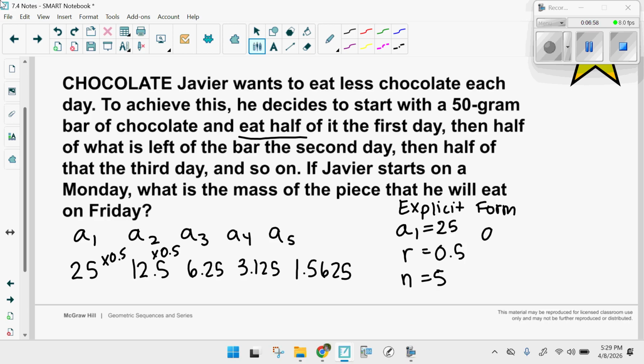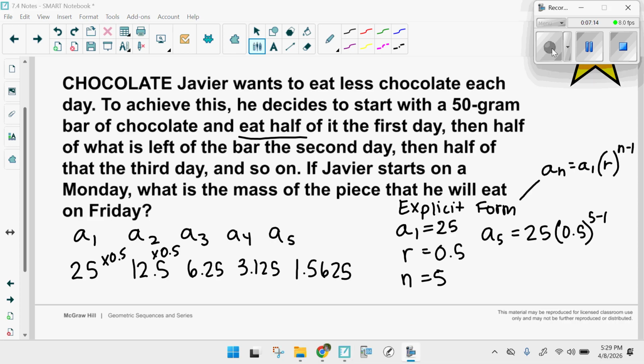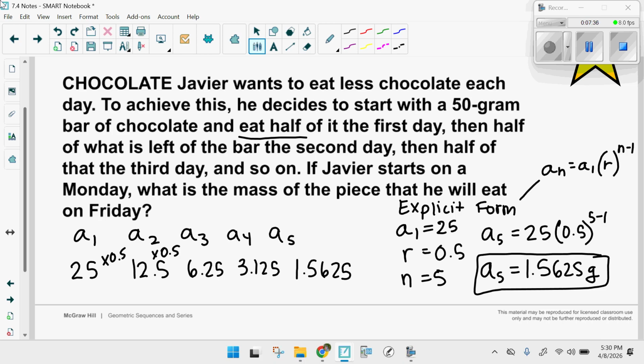So using our explicit formula to find the 5th term, we would take the first term, 25, times 0.5, and raise that to the 5 minus 1. Recall the formula is a sub n equals a sub 1 times r to the n minus 1. And throwing that into our calculator, we will get the same result: on Friday, he would be at 1.5625 grams left of the chocolate bar.